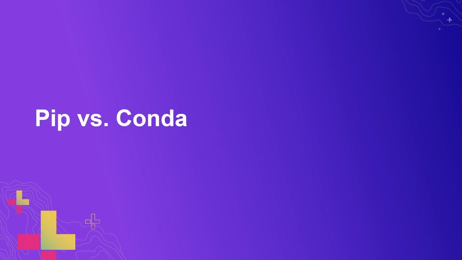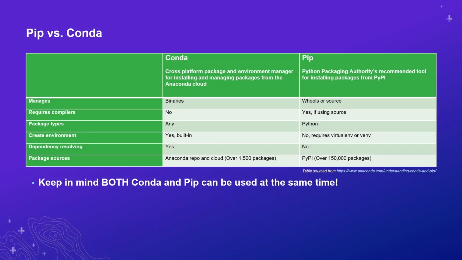So in summary, what is exactly different between pip and conda? I have a little table here. I won't go too in depth into this, but I'll touch on a few major things. With Conda, an important thing to keep in mind is that there are only about 1,500 packages in the Anaconda repo and cloud. With pip, PyPI has over 150,000 packages available because it's been so traditionally used, and it's the most popular Python package manager. So it obviously has a lot more options.